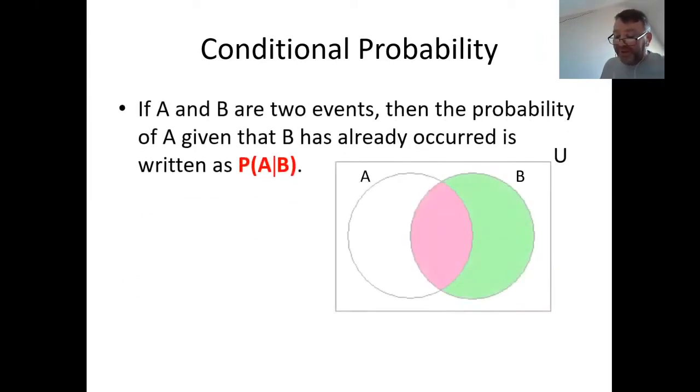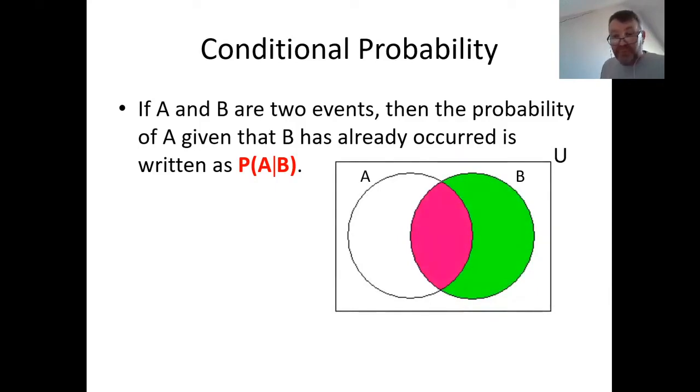So, if A and B are 2 events, and remember I told you an event is just an action, then the probability of A, given that B has already occurred, is written as P, probability of A given B. That's the symbolism that we use when we're dealing with this. That reads the probability of A given B.